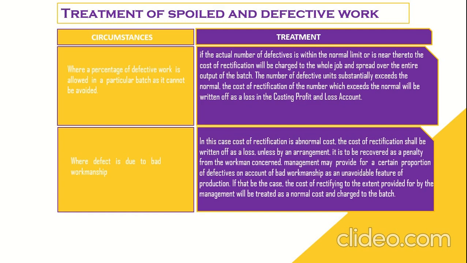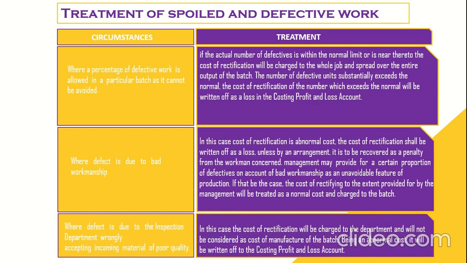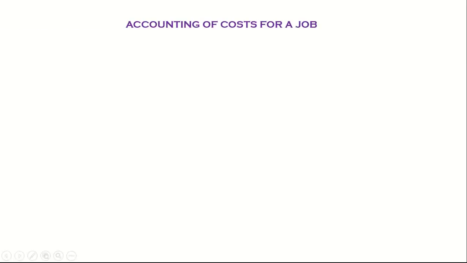charged to the batch. Where defect is due to the inspection department wrongly accepting incoming material of poor quality. In this case, the cost of rectification will be charged to the department and will not be considered as cost of manufacture of the batch. Being an abnormal cost, it will be written off to the costing profit and loss account. Accounting of costs for a job.